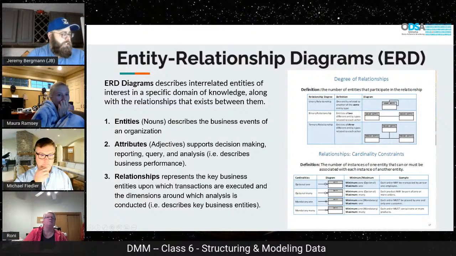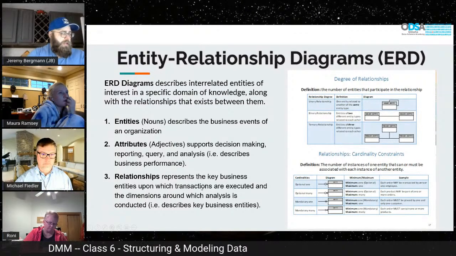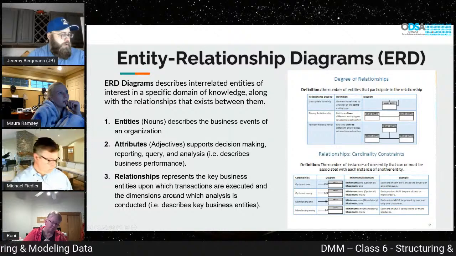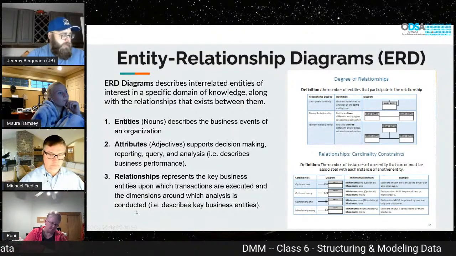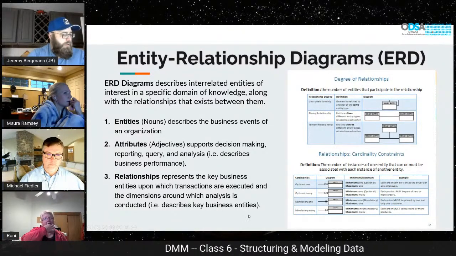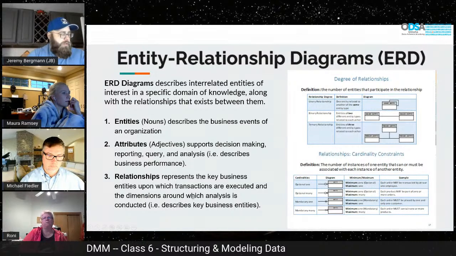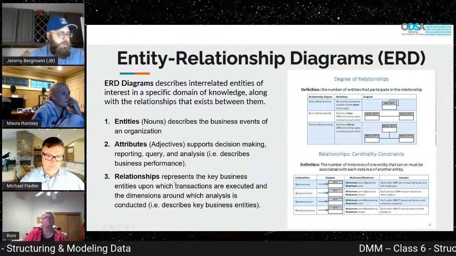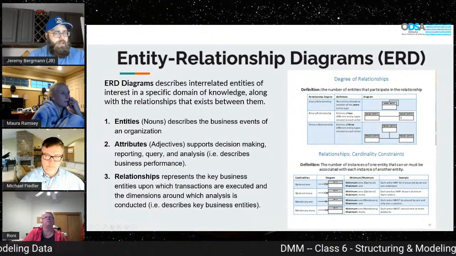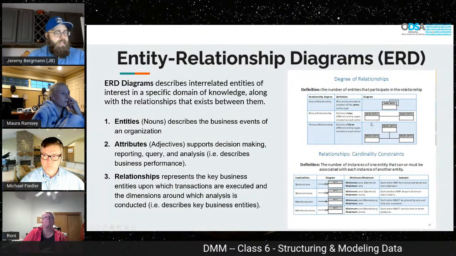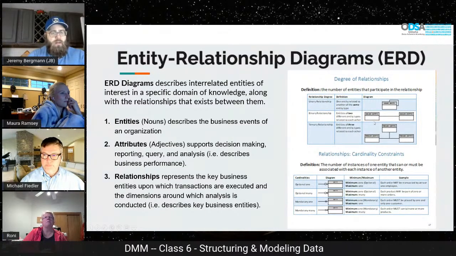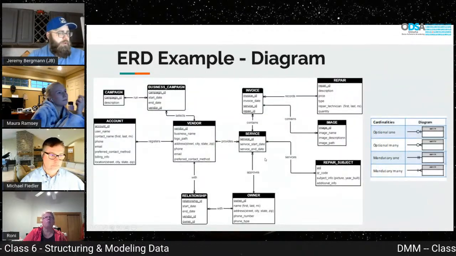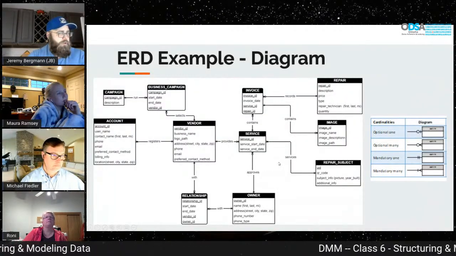And the relationships represent the key business entities upon which the transactions are executed and which analysis is conducted. It describes the key business entities. I feel like I have these backwards. I'll update this slide, but the relationships are really these lines and the actions that happen in between each one of the entities. So I actually have an example here. I'll jump to it just to show you.